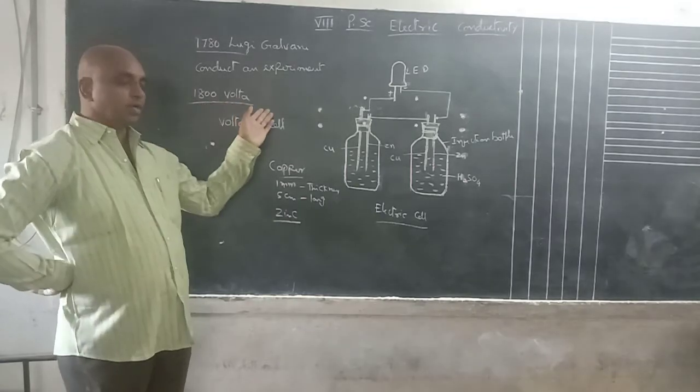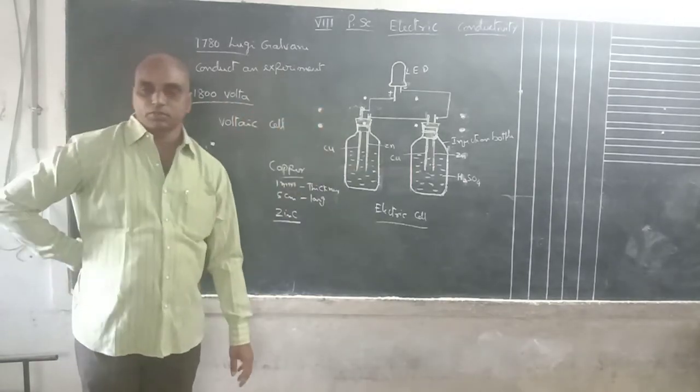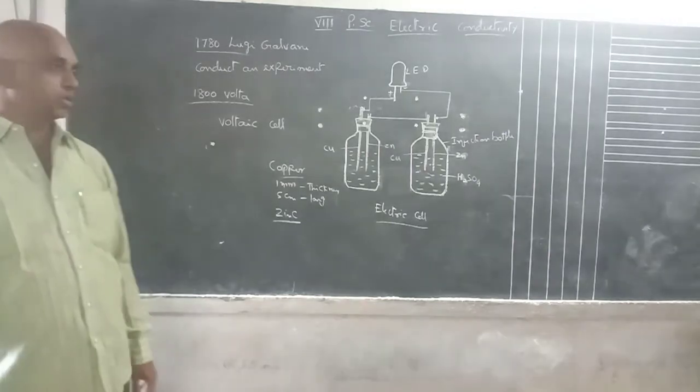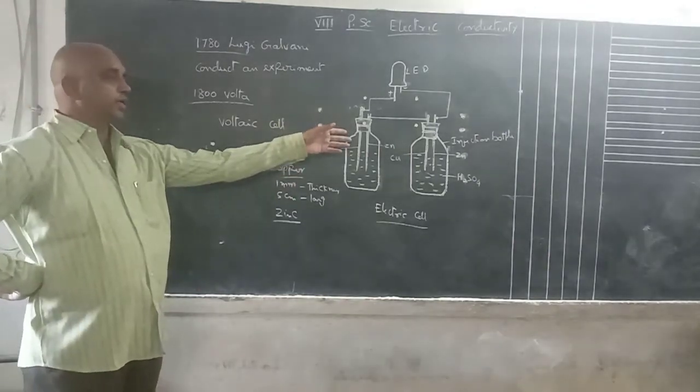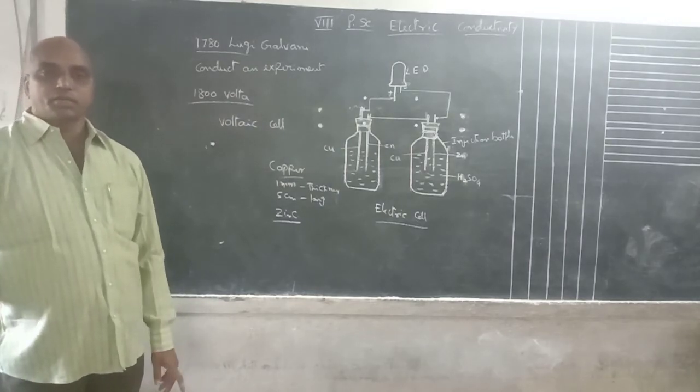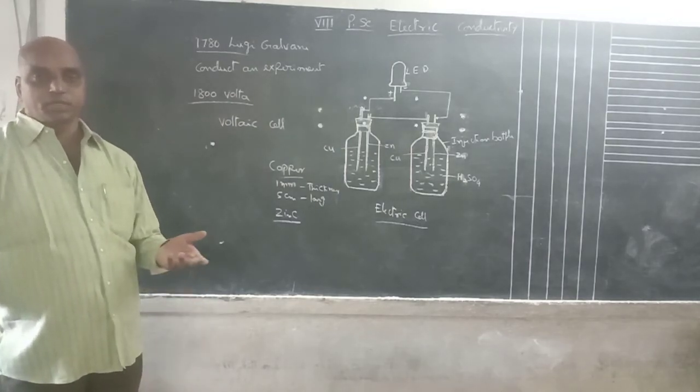The scientist wrote a proposal like this. That means by using different metal rods and electrolyte, we can make the electric cell. What is the use of that electric cell? Chemical energy is converted into electrical energy.